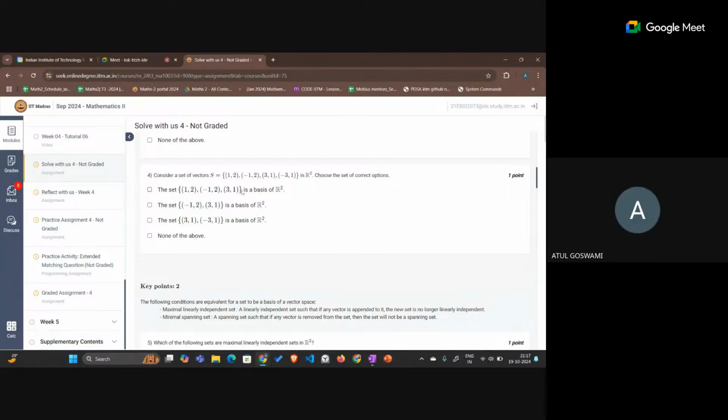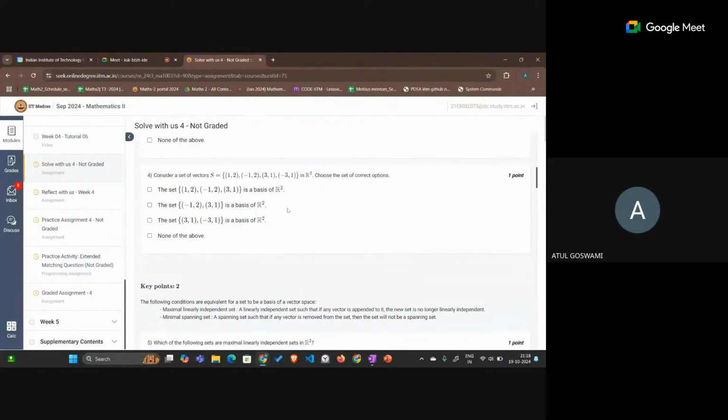Because this is not a minimal spanning set or a maximal independent set. Maximal means if we add one more vector, then it would be dependent. But it is already dependent. So basically it is not a minimal spanning set, and if we remove one vector, we are still able to span R2. So because it is not a minimal spanning set, it is not true.